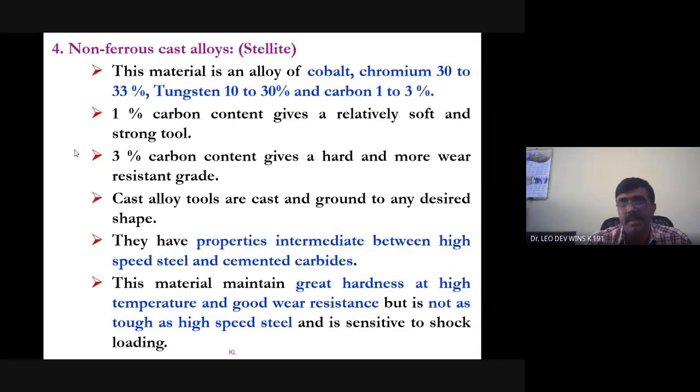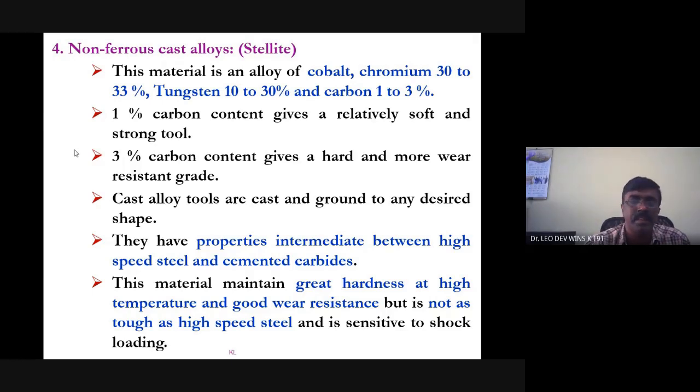1% carbon may be added, but the cobalt and chromium percentages vary. A 3% carbon content may give higher resistance to wear. These have intermediate properties between high-speed steel and cemented carbide. Cemented carbide tool steel we are going to study. Cemented carbides are also made through this powder metallurgy technique.